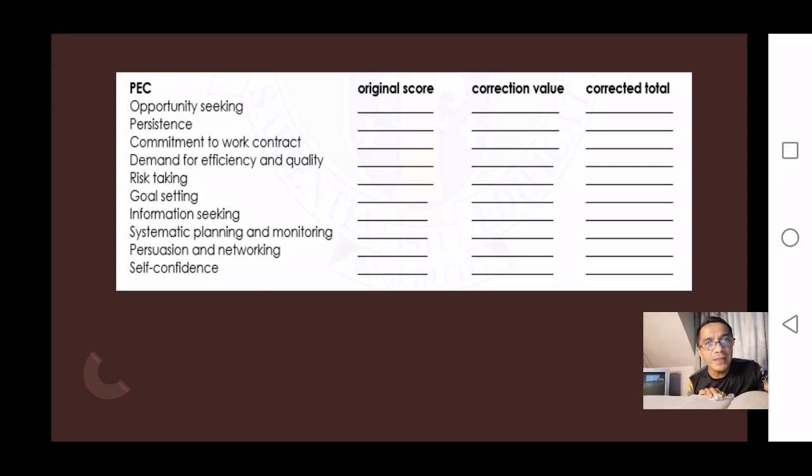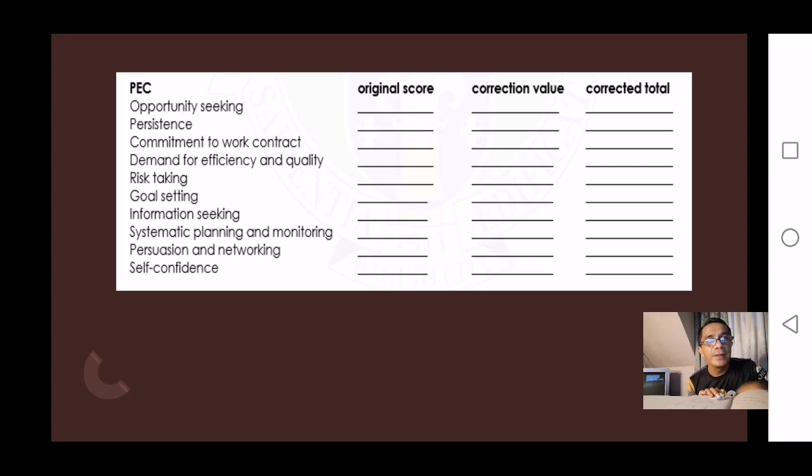Dun sa bawat isa kanina, you have your original score. So i-compute nyo, ilagay nyo dyan yung na-compute nyong original score. And then, after that, the second column, write the correction value. Okay, remember, correction value, yan yung 24 or 25, kung ilan yung isusubtract. Yung 22, 23, kung ano yung isusubtract. So, kung ilan yung isusubtract, yun yung correction value.